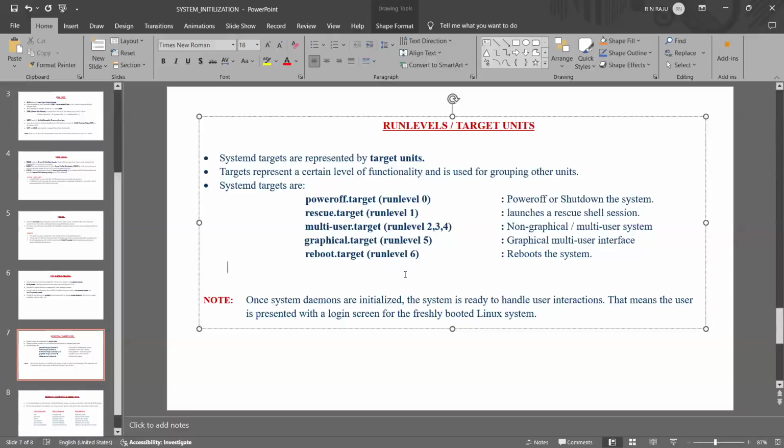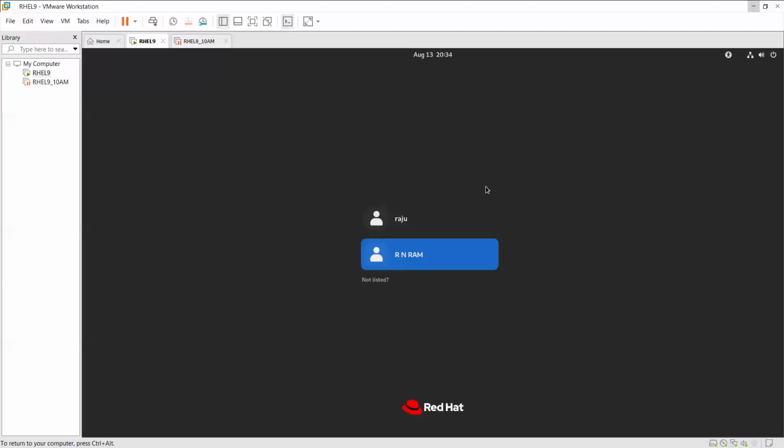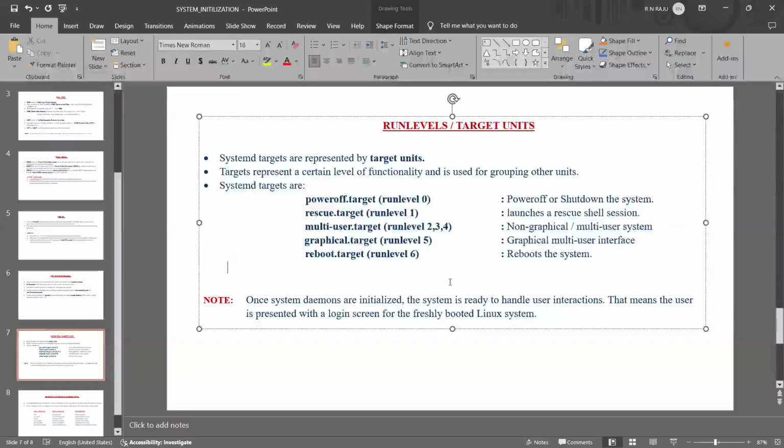In case the default target run level is 5, then the OS will be prompted like this, I mean it is a GUI. In case the default target group is 3, then the OS will be in non-graphical user mode. So mostly the target units are either 3 or 5 only. But real-time servers use target group 3 only, and graphical user interfaces use target group 5 only.